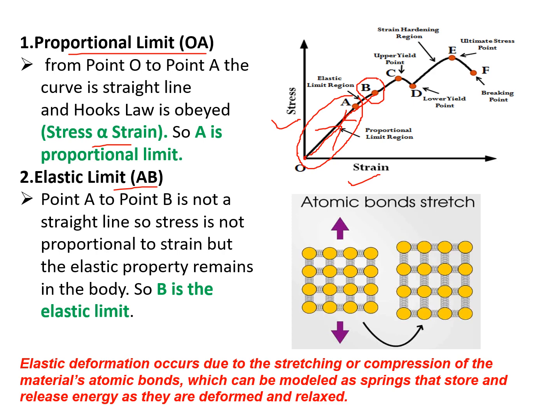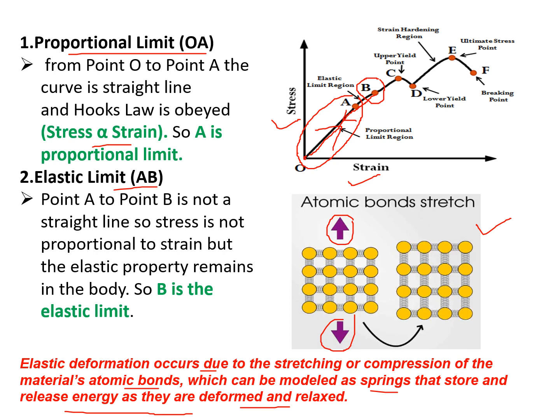Now what happens in the elastic deformation? We will see with the help of this diagram. Elastic deformation occurs due to the stretching or compression of the metallic bonds, which can be modeled as springs that store and release energy as they are deformed and relaxed. These are the atomic bonds, and we can model them as springs. When we apply uniaxial tension in the elastic deformation, these bonds are stressed. They do not break.